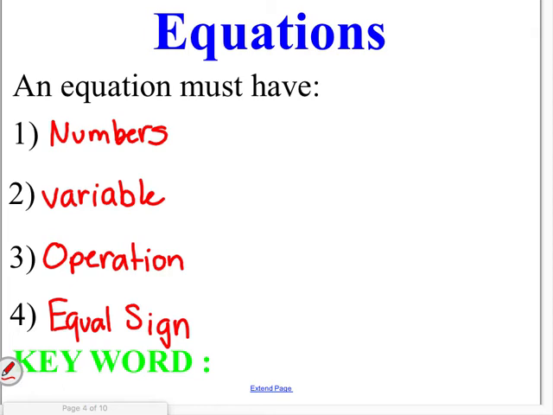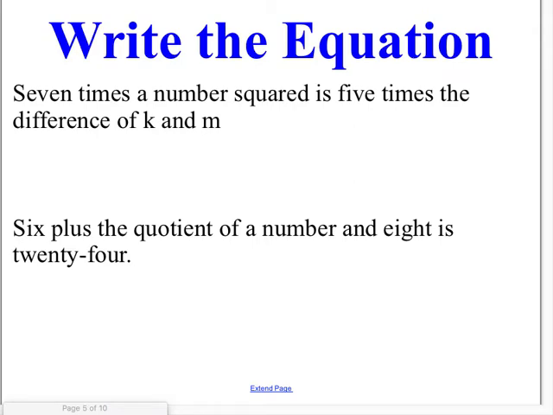Remember, last chapter we made a list of key words for you to use that tell you about adding, subtracting, multiplying, or dividing. There's one more key word that we need to talk about, and that is "is," which stands for equals. So if you see the word "is," that is where your equal sign is going to be. So starting with some sentences, turning them into equations. 7 times a number squared is 5 times the difference of k and m.